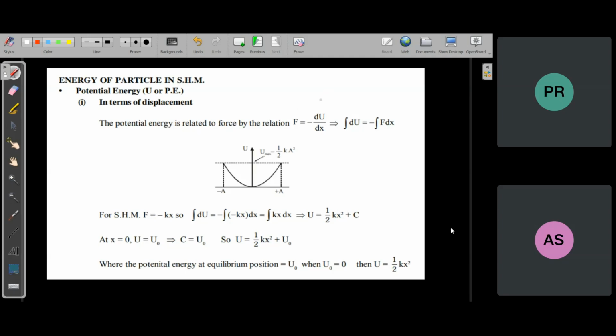Now you know the relationship between the potential energy and the conservative force. That conservative force is here the restoring force. F equal to minus du by dx. If you rearrange and integrate it, you will get the function of the potential energy. Here you already know that in SHM, force is directly proportional to displacement from the mean position.